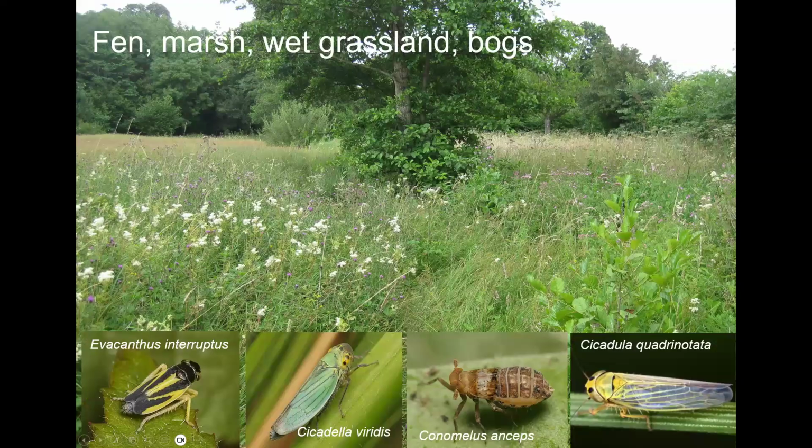One very productive habitat is more or less anywhere wet, obviously not fully aquatic, but wet grassland grading into fen or marsh or even peat bogs, that sort of thing. Very, very productive habitats, particularly where they're rich in plant species as well. I've already mentioned some of these species at the bottom here, Cicadella viridis and Conomelus, very, very common in that habitat, but this is a very species-rich habitat for these hoppers generally.